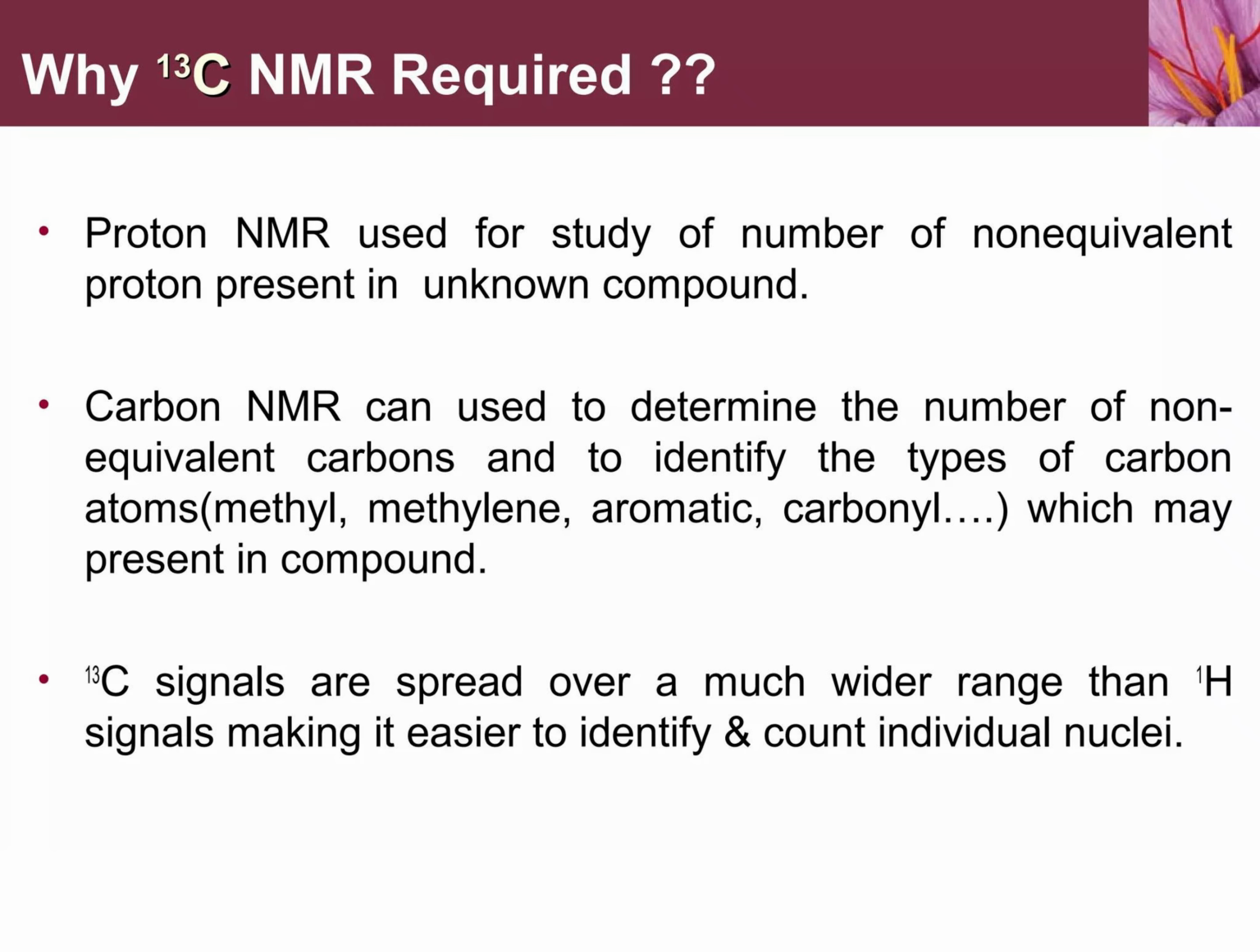So why is carbon NMR required? Proton NMR is used to study the number of non-equivalent protons present in an unknown compound. Carbon NMR can be used to determine the number of non-equivalent carbons and to identify the type of carbon atoms which may be present in the compound. Carbon signals are spread over a much wider range than proton signals, making it easier to identify and count individual nuclei. So in proton NMR the range was just from 0 to 12, but in carbon NMR we have a better range, from 0 to 250. That is why you can easily identify the peaks.